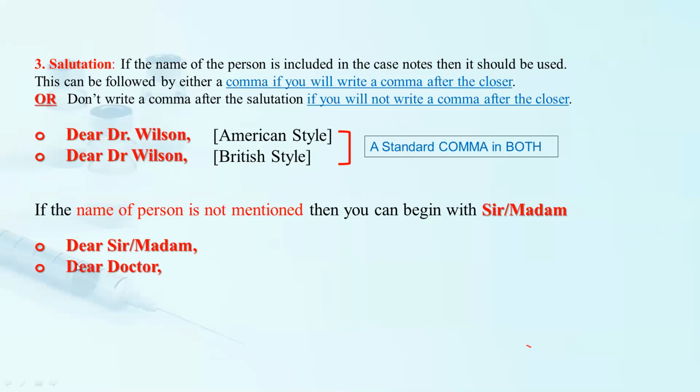So the difference between these two styles: Dear Dr. Wilson, we know the name of the person we are writing to, Dr. Wilson. While here we don't, and I don't know whether the person is a doctor or not. So simply I will write Dear Sir, Madam. But if I know that the recipient is a doctor, but I don't know the name of this doctor, I will write Dear Doctor.